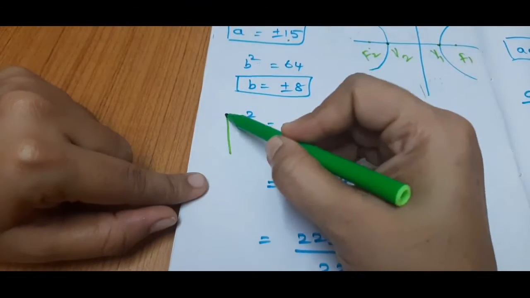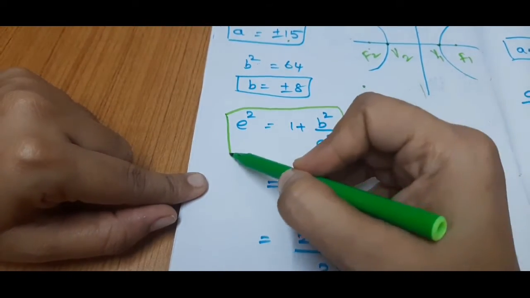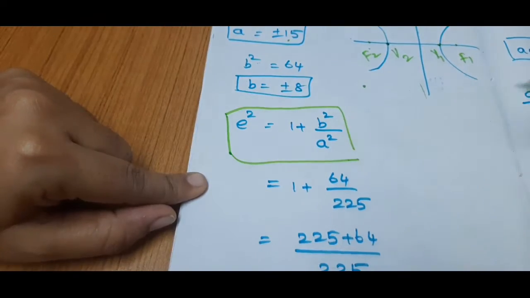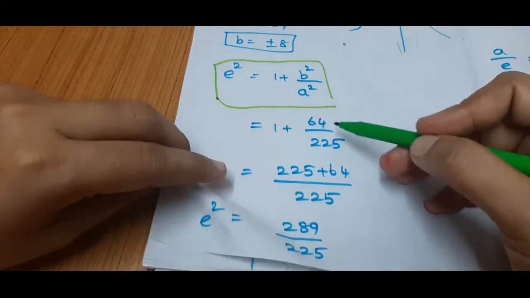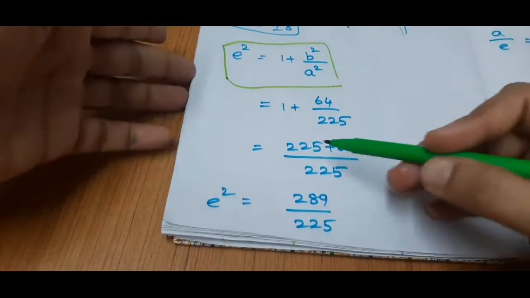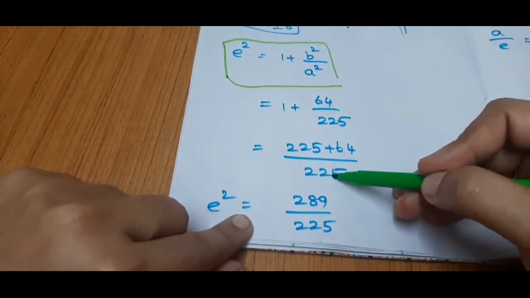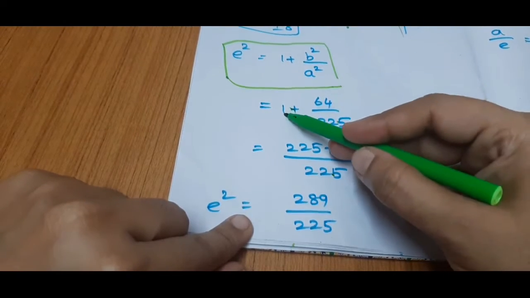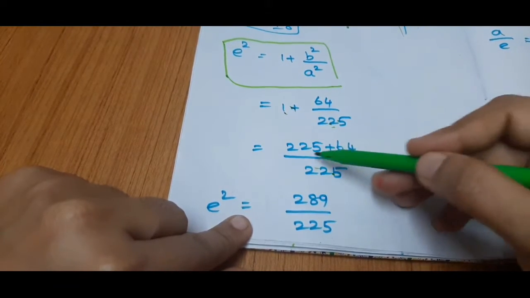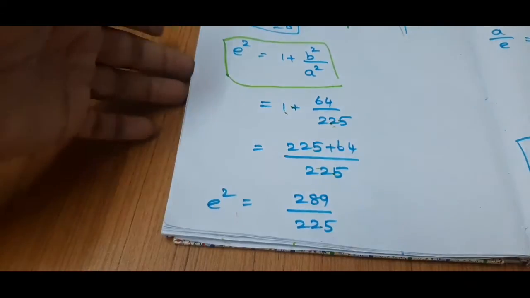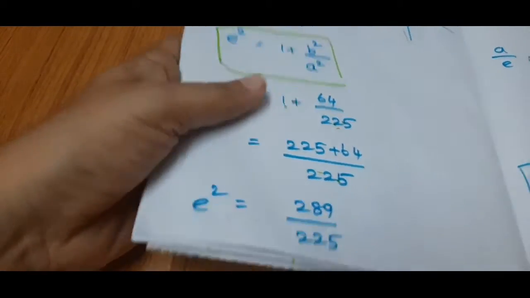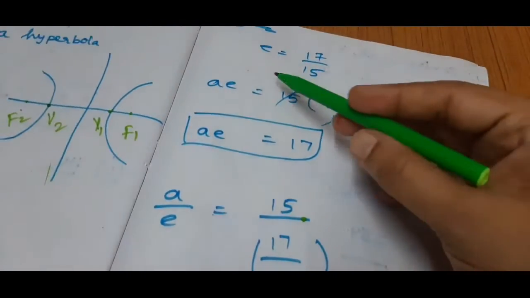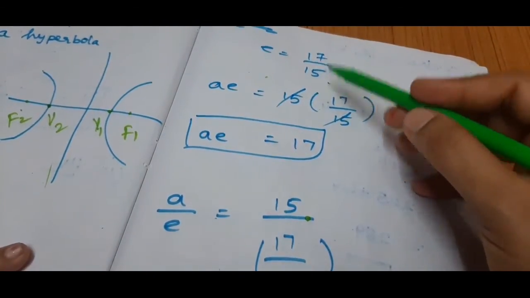So e square for a hyperbola is 1 plus b square by a square, that is 1 plus 64 by 225. I can take 225 as the LCM, so this will become 225 plus 64, that is 289 by 225. So e square is 289 by 225, e is equal to 17 by 15.